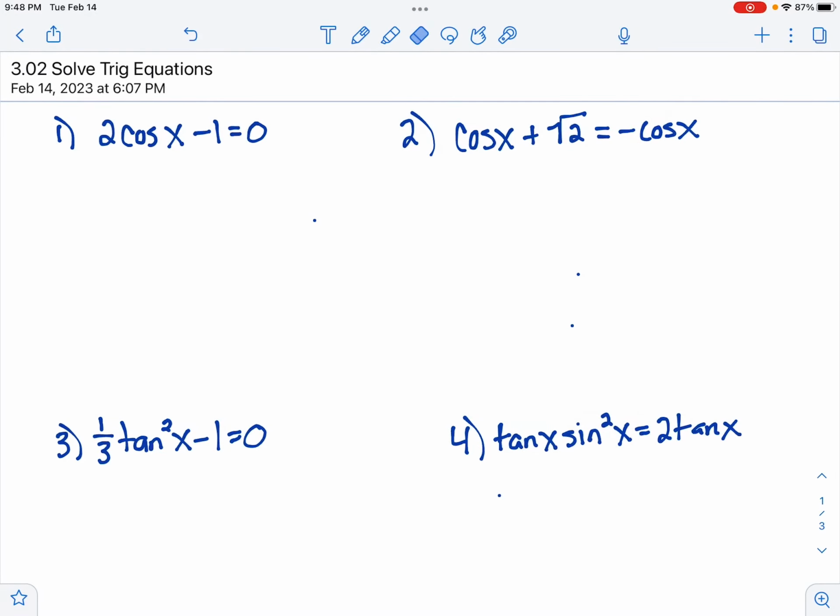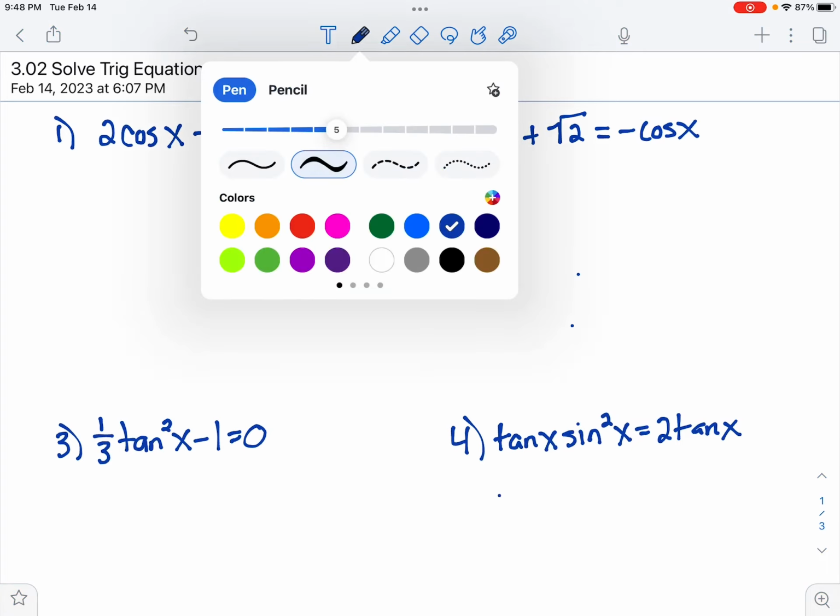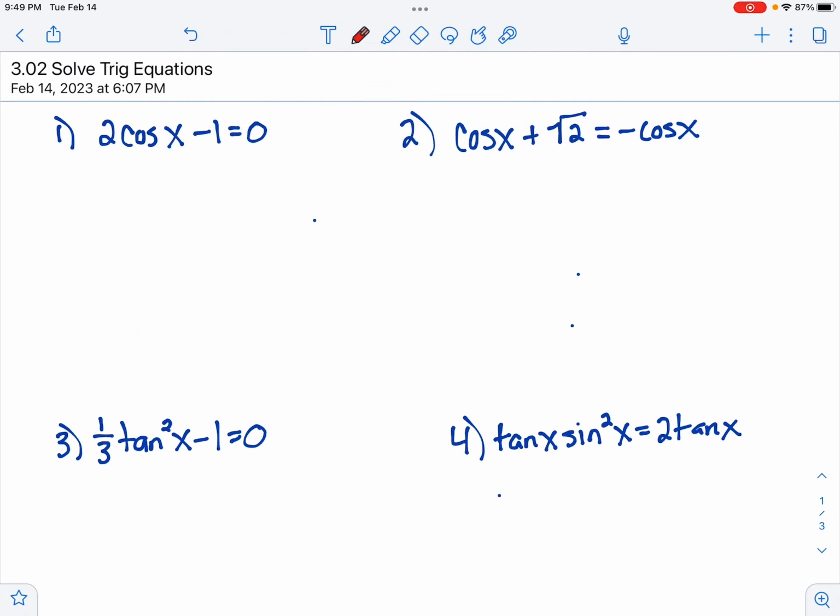All right, we're going to continue solving trig equations. They're just going to get a little bit more difficult today, and we're also going to talk about how to write our answers so that they include all of the solutions. So if we look at that first one, it's the exact same process that we had been doing.